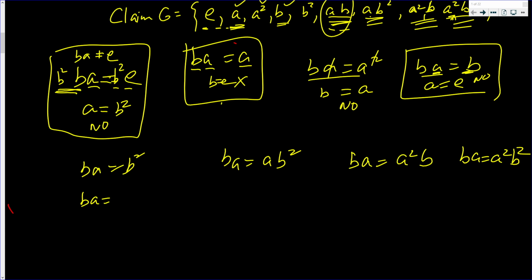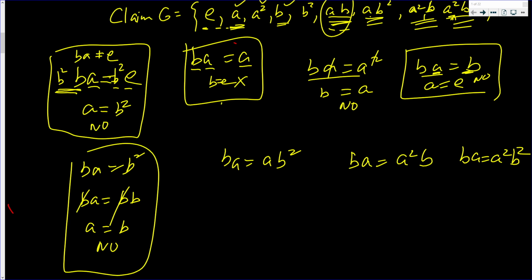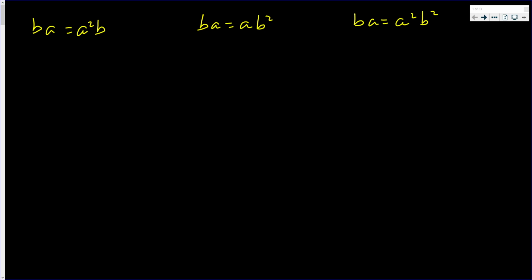BA is equal to B squared. I'll write B squared that way. Cancel off B on each side. A equals B? No. Doesn't happen. It remains to show these 3 statements are not true, or can't be true.